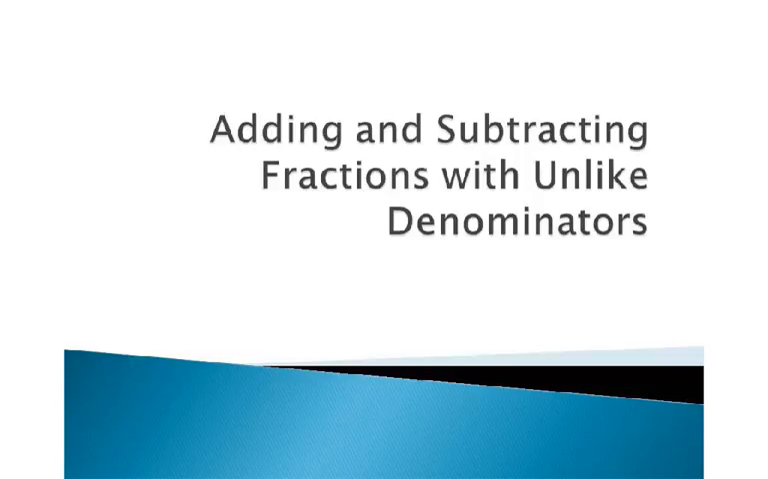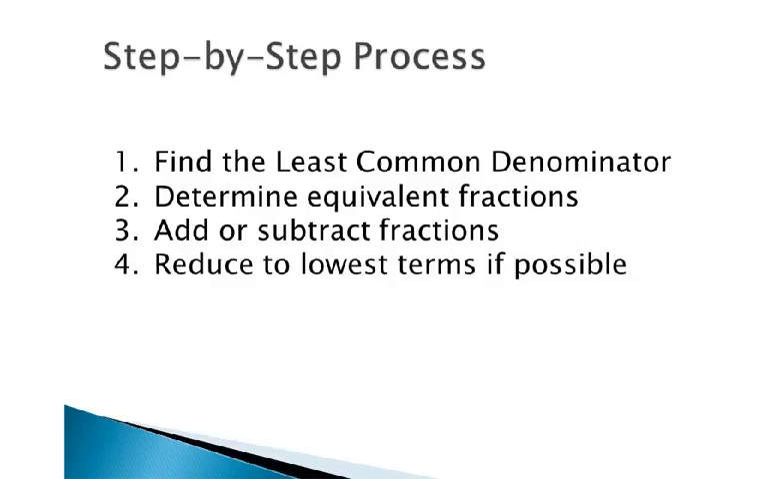This slideshow will show you how to add and subtract fractions whose denominators are different. It's a step-by-step process involving 4 steps. The first is to find the least common denominator, which means you make the denominators the same size pieces. The second step is to determine your equivalent fractions. Then you should either add or subtract fractions with the common denominator. And finally, reduce your answer to lowest terms if possible.